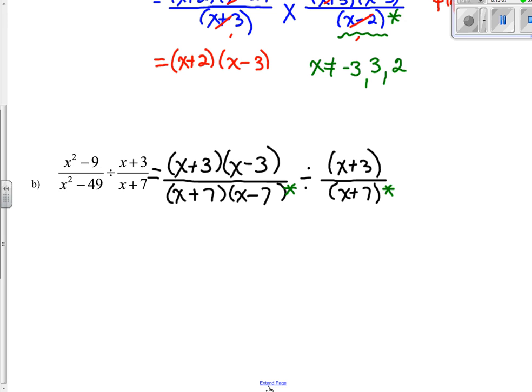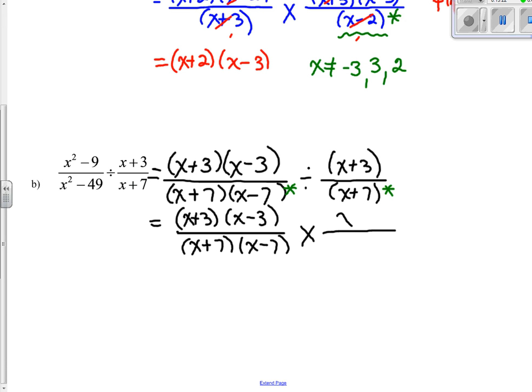But I'm also going to do the step where I take the first one and leave it the way it is, and take my second expression and turn it upside down, so that I'm inverting and multiplying by rules of fractions. Times, turn it upside down, x plus 7 over x plus 3. This denominator also can never be a 0. Now I am looking for common factors from top to bottom. I see an x plus 3. I see an x plus 7. And I think that's it.